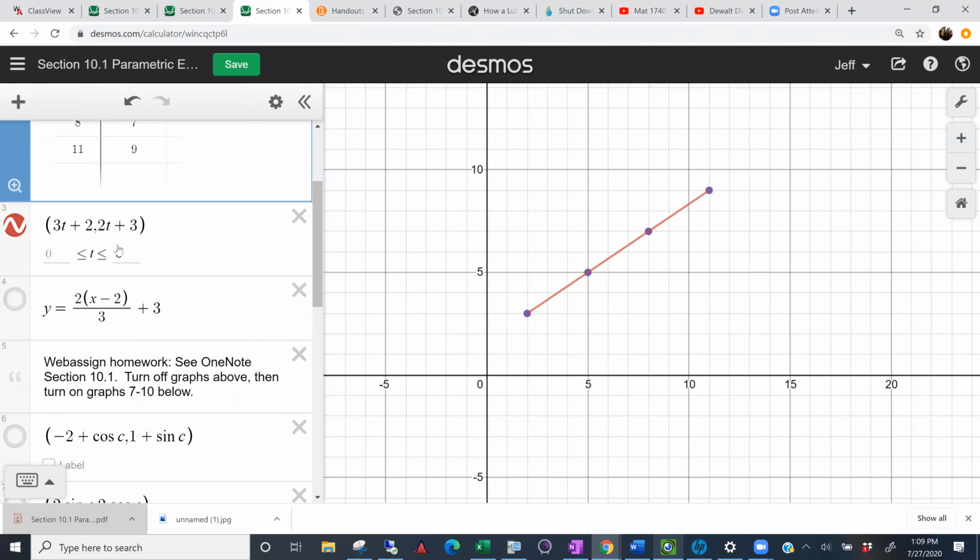I'm not going to quiz you on your skill in Desmos, all right? That's not what this is about. But you should understand how to do some of this stuff on a graphing calculator.